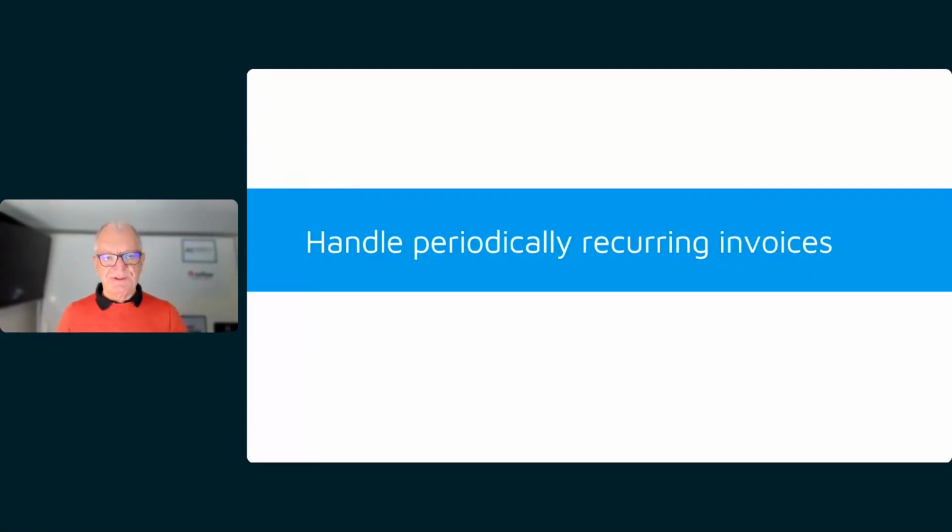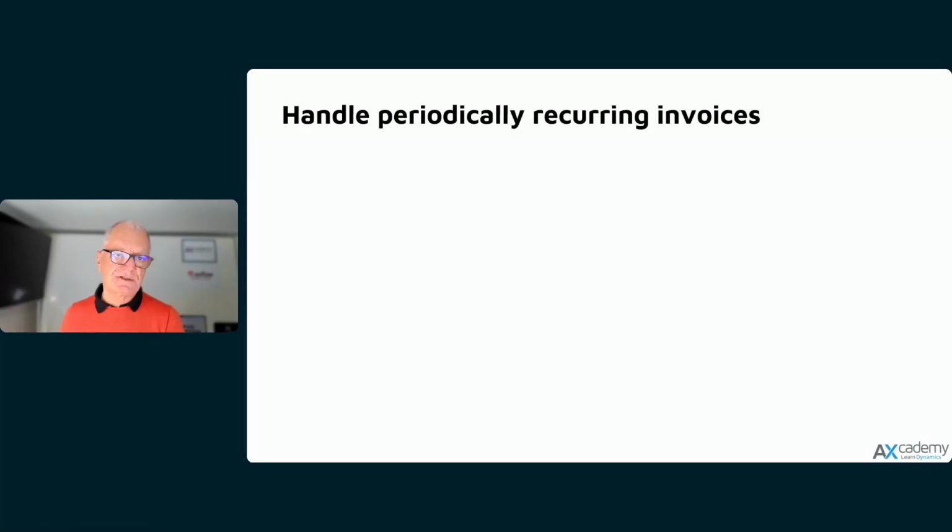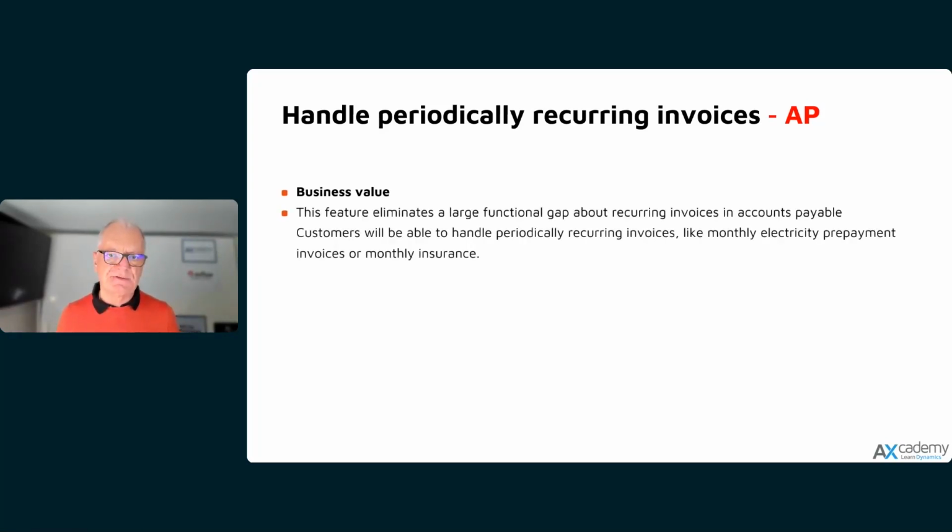This was one, periodically recurring invoices. Recurring invoices we have in other places, but this is in AP. So I just wanted to add to Microsoft's text in here. This is AP. Now we don't generate invoices in AP, so what is this about? I had to think a little bit about the business value in here. It's not my business value, this is Microsoft, but I have to think a little bit about it.